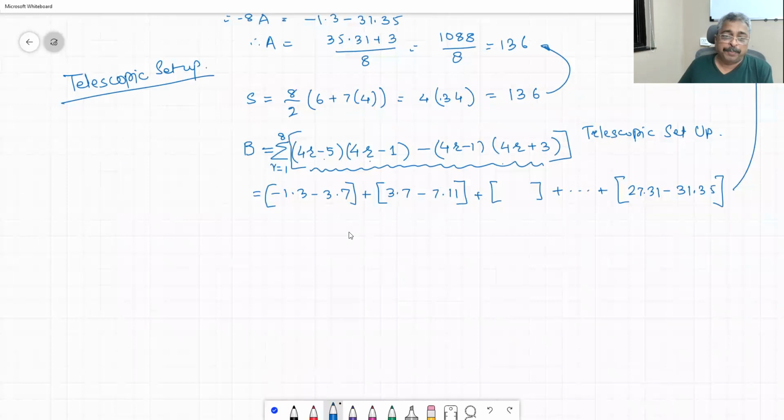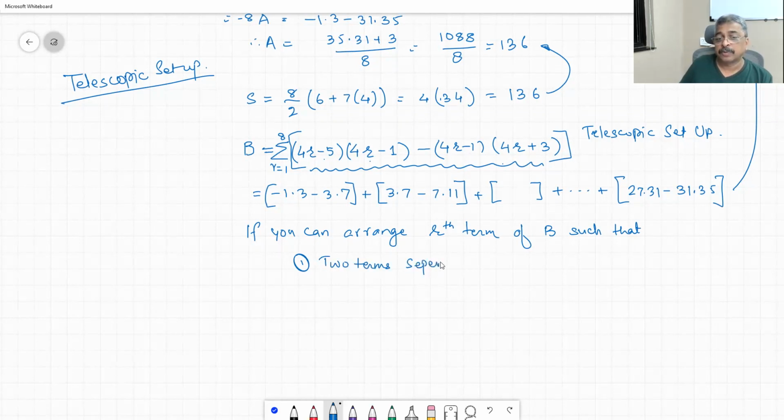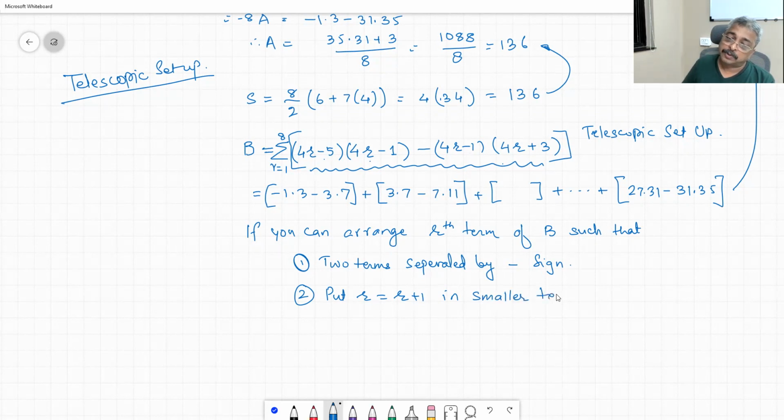Now, if you can arrange the rth term of some b such that there are 2 terms separated by minus signs, and 2 is equal to r plus 1 in the smaller term, you should get the bigger term.